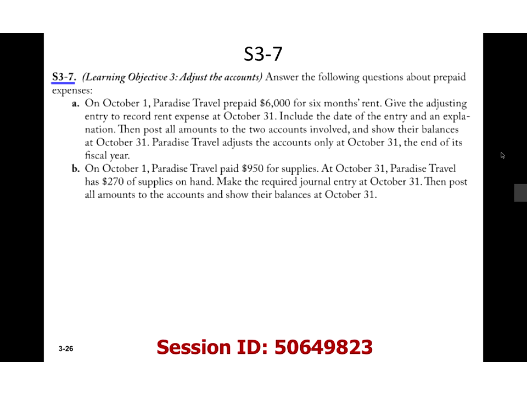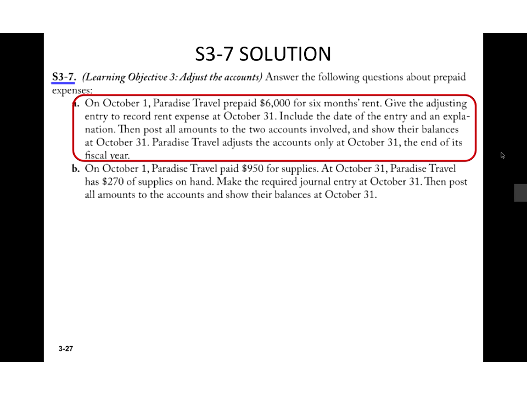So October 1st, they paid $6,000 for 6 months of rent. Okay, so what I'm thinking in my head right away is $6,000, 6 months means my rent's $1,000 a month. So give the adjusting entry to record rent expense at the end of October. So we paid for it October 1st. It's now October 31st. 1 month has gone by.